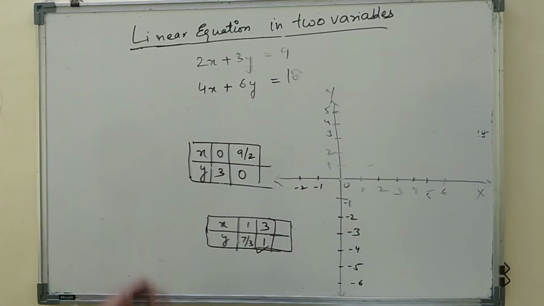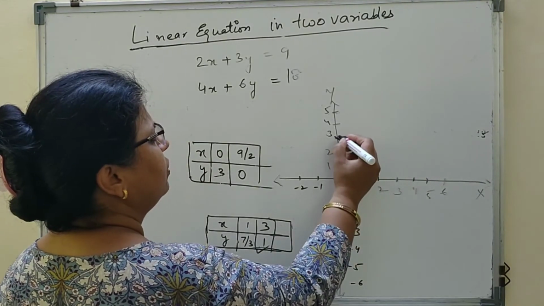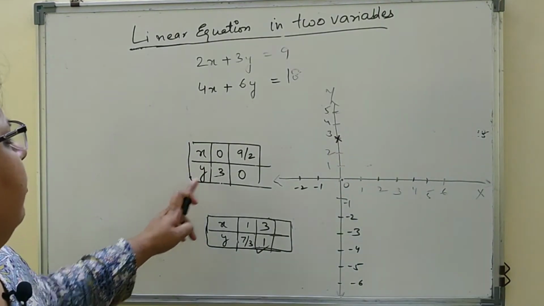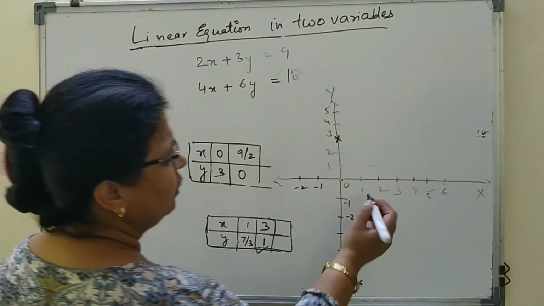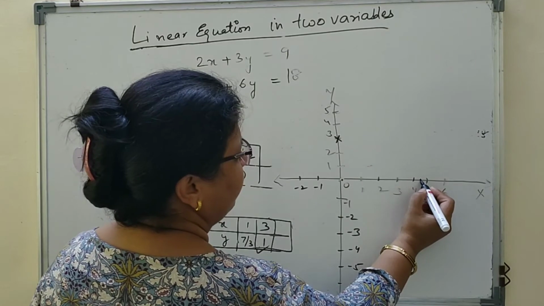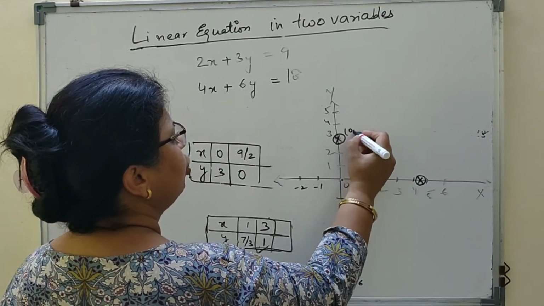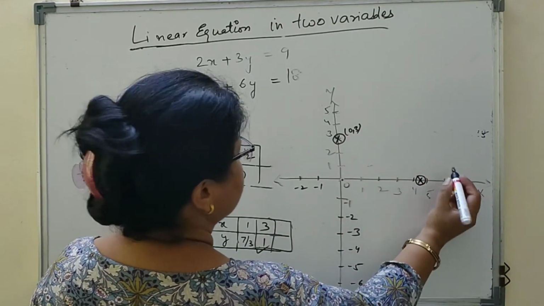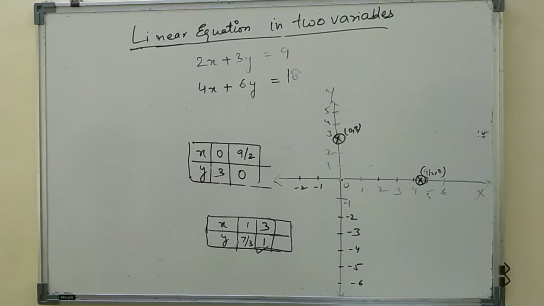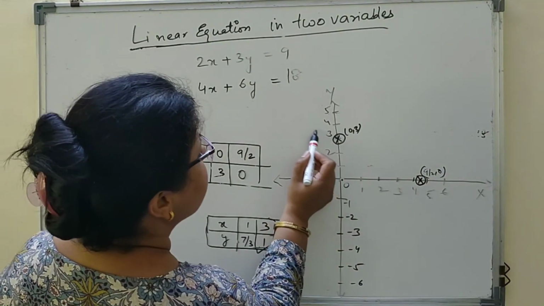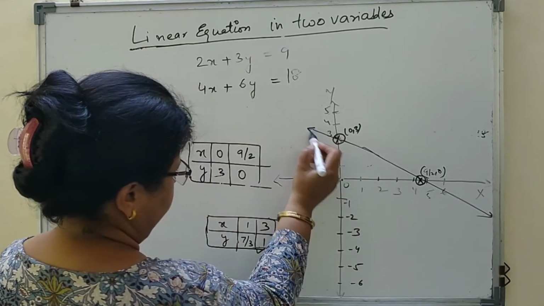Okay, now let's plot the values. When x is 0, y is 3. So this is one of the points. Second, when y is 0, the value of x is 9 by 2. 9 by 2 means 4.5. So this is the second value. This is my 0, 3, and this one is 9 by 2, 0. These are the two values. Same way, now we have to join these 2 points with a straight line. This is my one line.